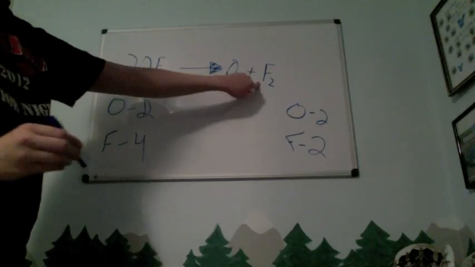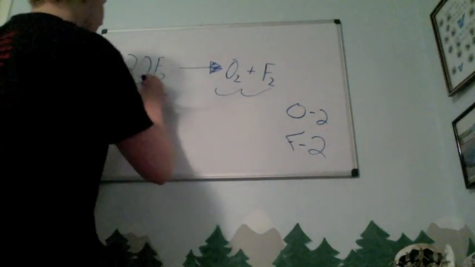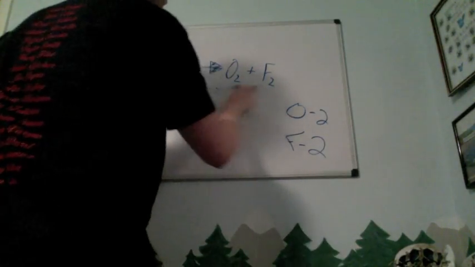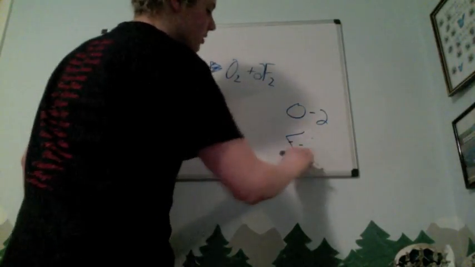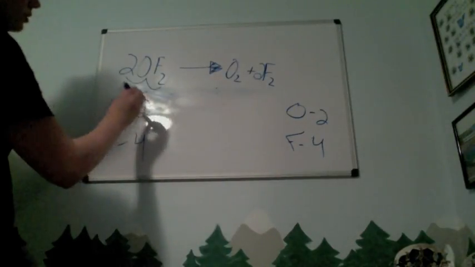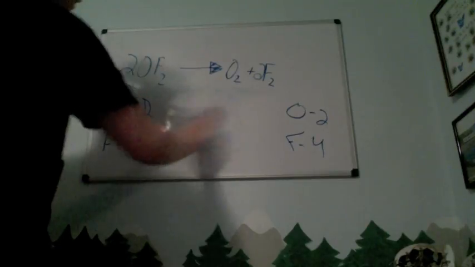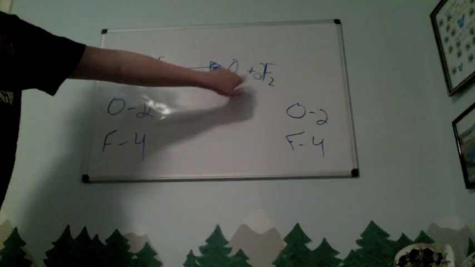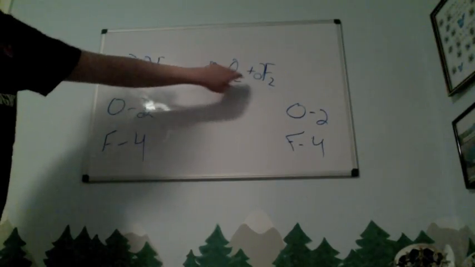Since F is a product by itself, because these are the products, these are reactants, I can add a constant to it by itself. So 2. Now I have 4 F's over here, so 4. Now that I have the same number of F's and same number of O's, I have the balanced equation. So the balanced equation for oxygen difluoride producing oxygen plus fluorine would be 2OF2 produces O2 plus 2F2.